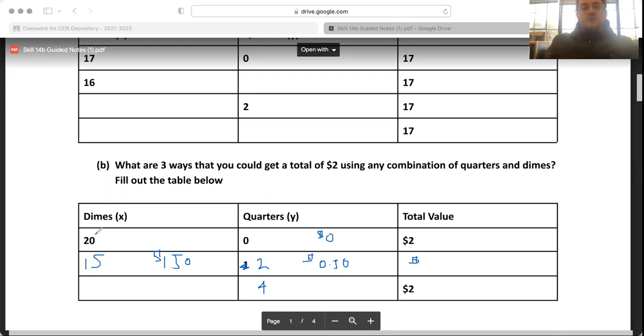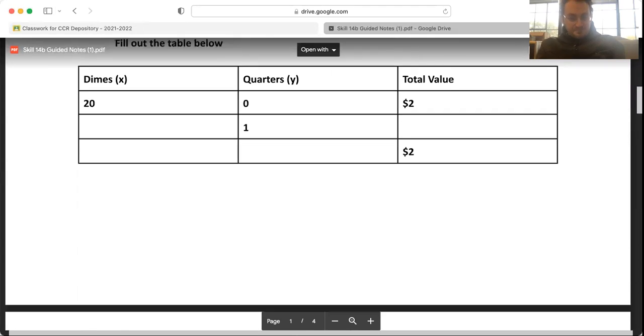Then we can see that we went down by 5, so we'd probably be going down by 5 again. 4 quarters is $1, and then I want $1 worth of dimes as well. So that would get me to 10. And of course, we could write our coordinates. One way that you could solve a problem like this is just graph them. So we're going to demonstrate that on the next page.